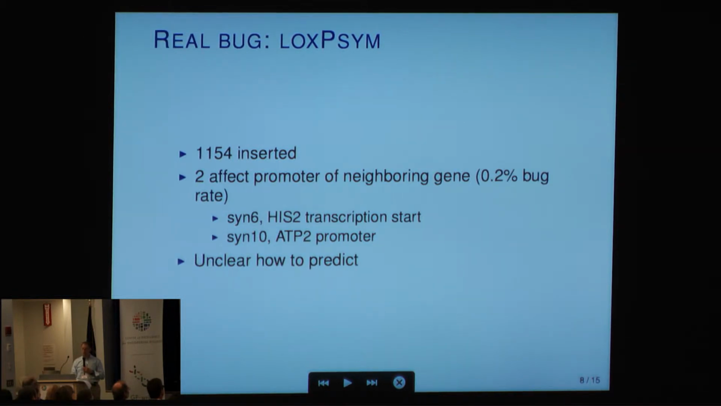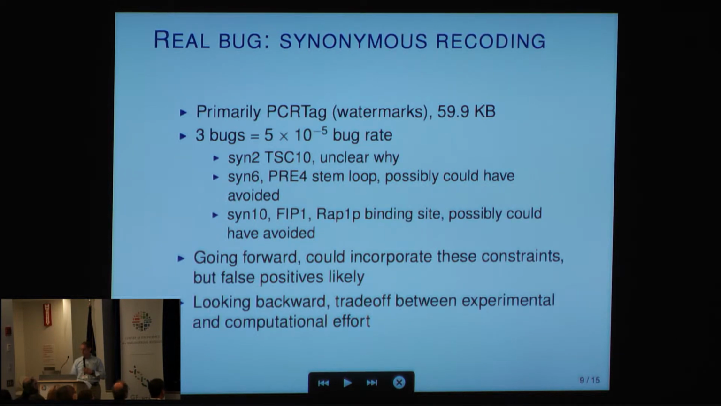A real bug with the loxPsym sites: out of the 1,000, 2 of them affect the promoter of a neighboring gene. One changes the transcription start. The other actually affects the expression level. It's unclear how to predict them. These are 2 real bugs out of the 1,000. I don't think there are more because there has been very thorough exploration of RNA-seq data without really any other genome-wide evidence.